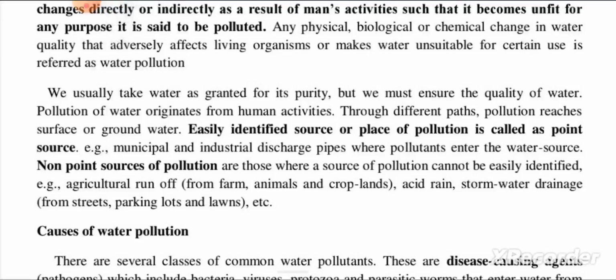Pollution of water originates from human activities. Through different paths, pollution reaches surface or groundwater. Easily identified source or place of pollution is called a point source. Example, municipal and industrial discharge pipes where pollutants enter the water source. Non-point sources of pollution are those where a source of pollution cannot be easily identified. Example, agricultural runoff from farm animals and croplands, acid rain, stormwater drainage from streets, parking lots and lawns, etc.